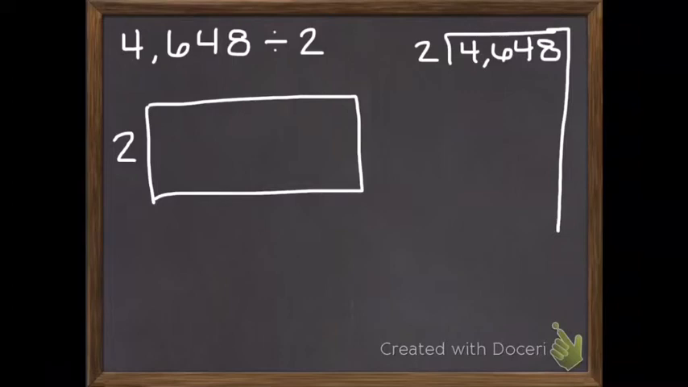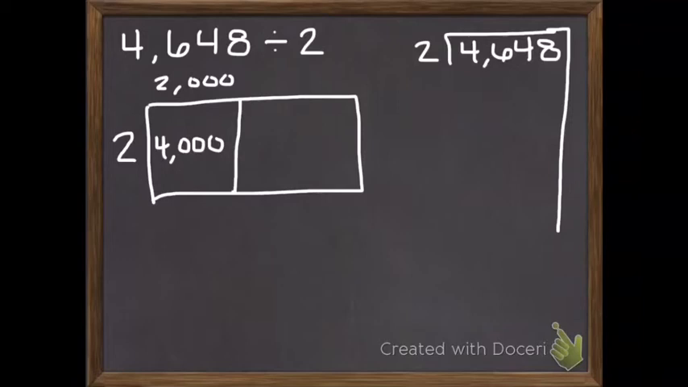I'm thinking of 2 times 1,000. This is a big number, so that's why I started with 1,000. I know that that's 2,000. I think I could get closer than that. What about 2 times 2,000? Well, that would be 4,000. That would get me pretty close, so I'm going to try that. 2,000. And I know that 2,000 times 2 is 4,000.